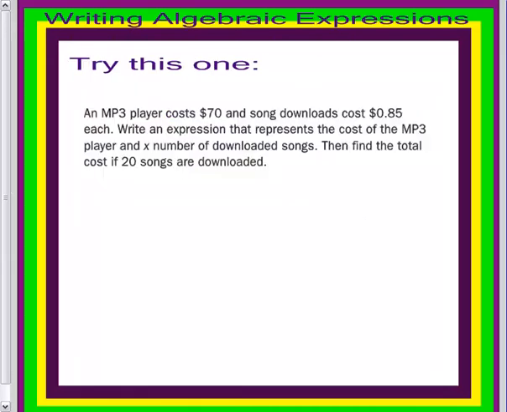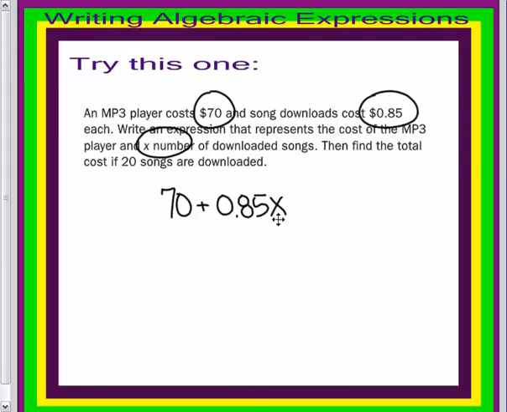All right, try this one more. Go ahead and pause the video, and I'm actually going to go through it. An MP3 player costs $70, and a song download costs 85 cents each. Write an expression that represents the cost of the MP3 player and X, the number of downloads. Okay, so let's start there, and then we'll find the 20 songs downloaded. So the MP3 player costs $70, and then we also have to spend 85 cents per song. So there's our expression. They want to know how much it's going to cost us if we plug in 20 for our number of songs.